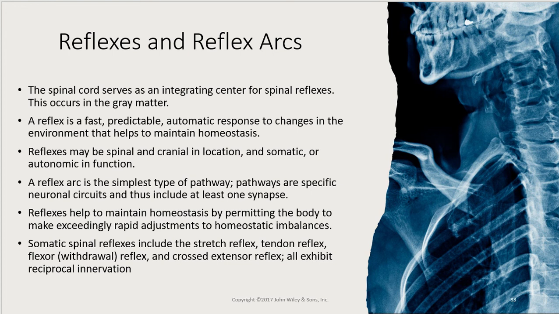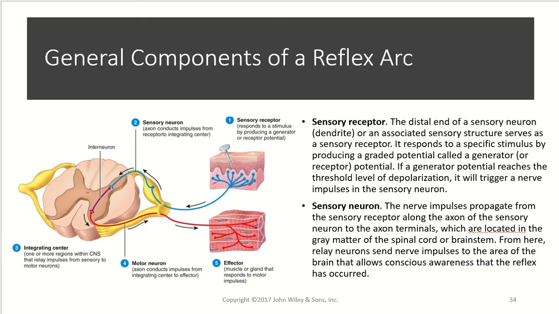The reflexes are going to help maintain homeostasis by permitting the body to make very rapid adjustments to homeostatic imbalances, like if you step on a tack, or if you trip and have a reflex to prevent you from falling on your face. The very rapid adjustments to maintain homeostasis. So somatic spinal reflexes are going to include the stretch reflex, the tendon reflex, the flexor or withdrawal reflex, and then the crossed extensor reflex. And all of these are going to exhibit reciprocal innervation.